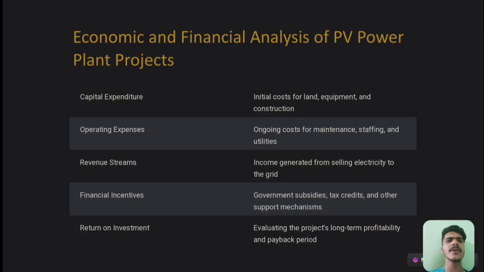Next one is economic and financial analysis of PV power plant projects. Capital expenditure: initial cost of land, equipment and construction. Operating expenses: ongoing costs of maintenance, staffing and utilities. Revenue streams: income generated from selling electricity to the grid. Financial incentives: government subsidies, tax credits and other support mechanisms. Return on investment: evaluating the project's long-term profitability and payback period.